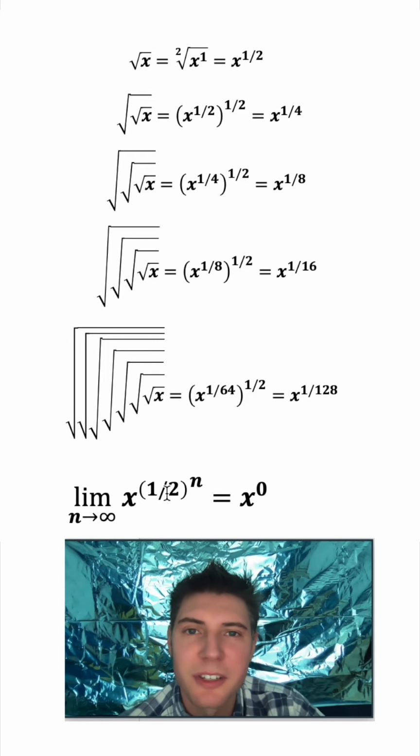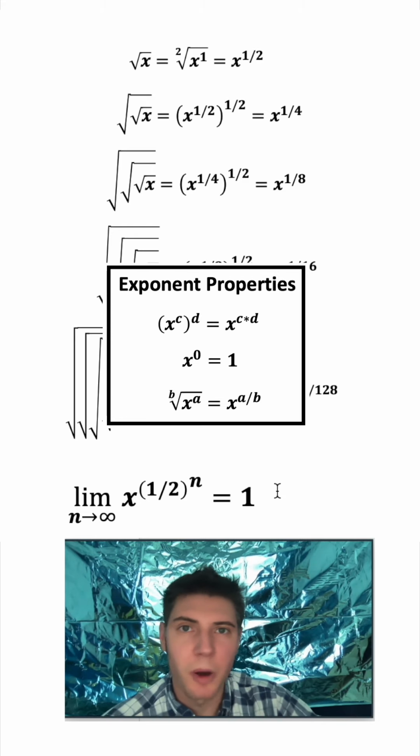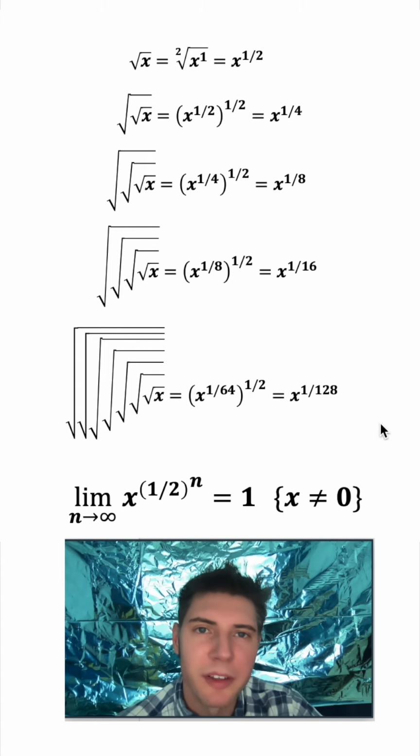So you can see here what's happening. Because the square root is the same thing as a 1/2 exponent, as we keep doing 1/2s, we're going to keep getting closer and closer to x to the 0. And since x to the 0 is equal to 1, that's the reason why all numbers you keep taking the square root of are going to approach 1. And this is true for everything except x equals 0.